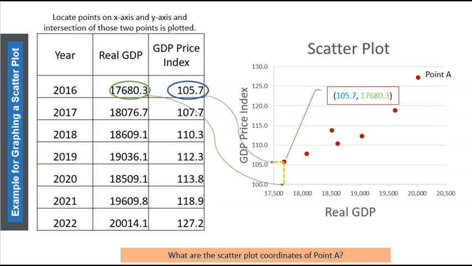Then the first row of the table for the year 2016 provides the XY coordinates for the first point on the graph. The coordinate is 105.7 on the x-axis and 17,680.3 on the y-axis. This is highlighted on the graph. Following that pattern, can you tell what the price and GDP coordinate is for the point A on the graph?